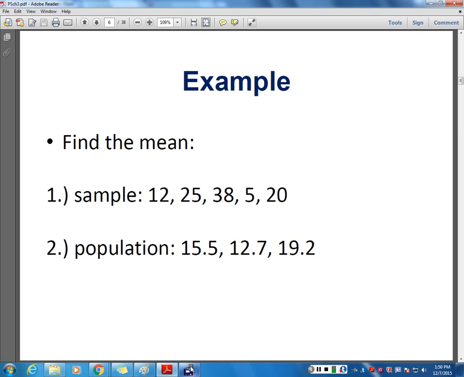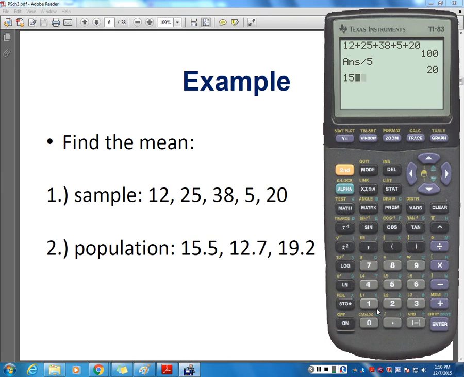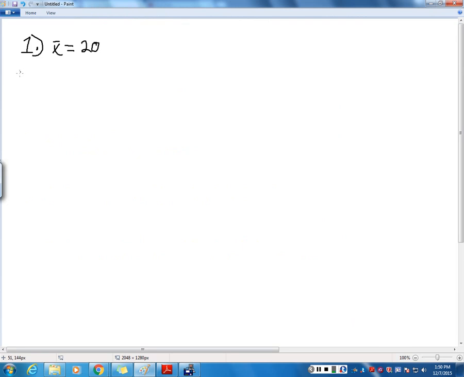For the population, I do the same thing. I'll add 15.5 plus 12.7 plus 19.2. Divide that amount by 3, because there are 3 numbers. So 15.8 is the mean. Now, since that's the population mean, I'm going to use the correct symbol. Mu equals 15.8. That number again was 15.8. And that's my mean.